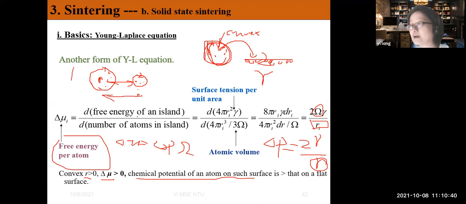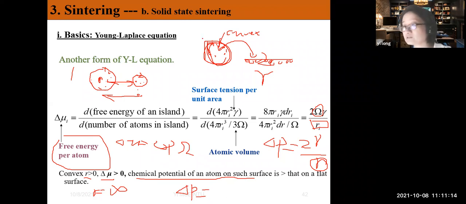Scenario 1 is where you have 2 different sizes of particles, one bigger and one smaller, so you know which one has the lower free energy and which one has the higher. And we also have another case, where one has a radius, the convex case, and the other one is a flat one. Because it's flat, R equals infinity. R equals infinity, which means now delta P equals what? Delta mu, or delta P, equals 0.